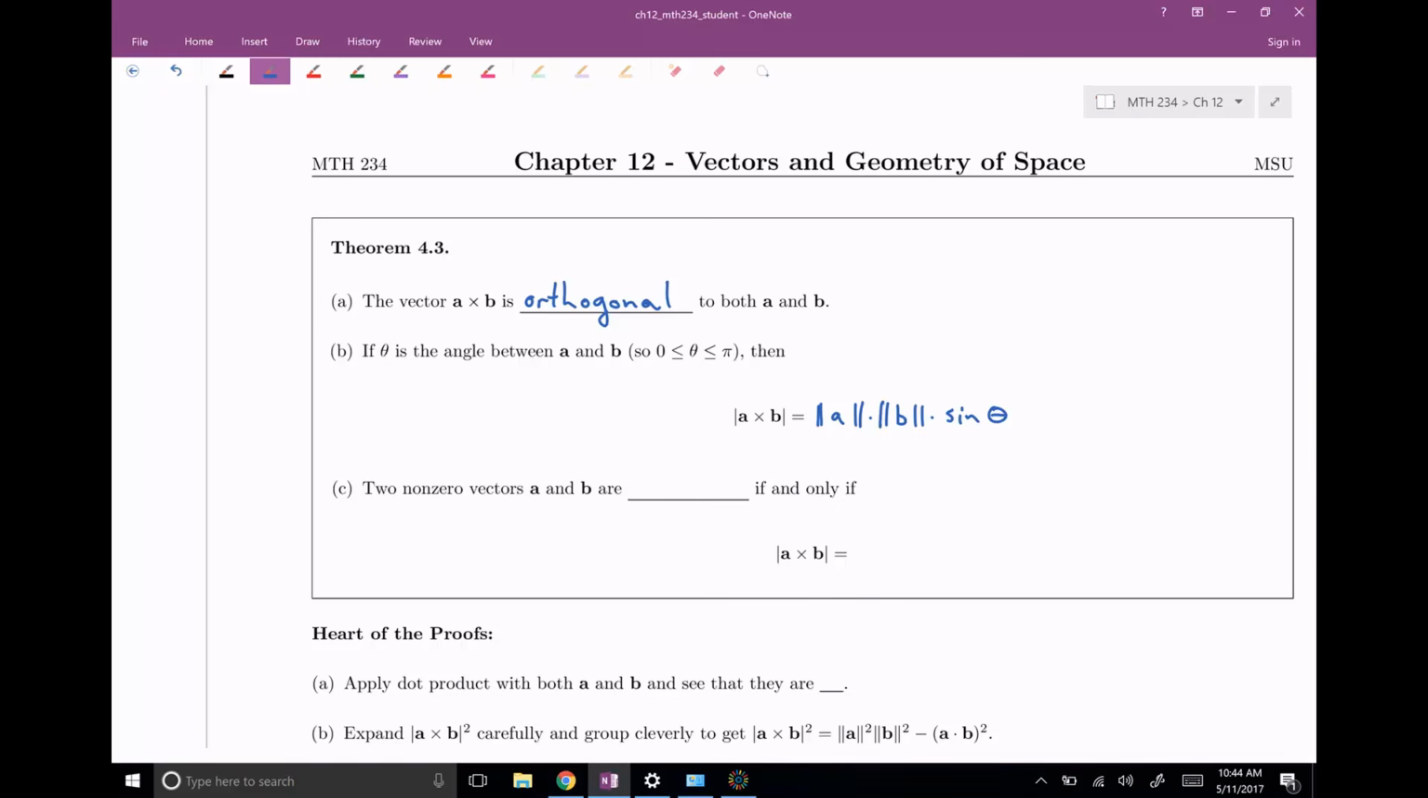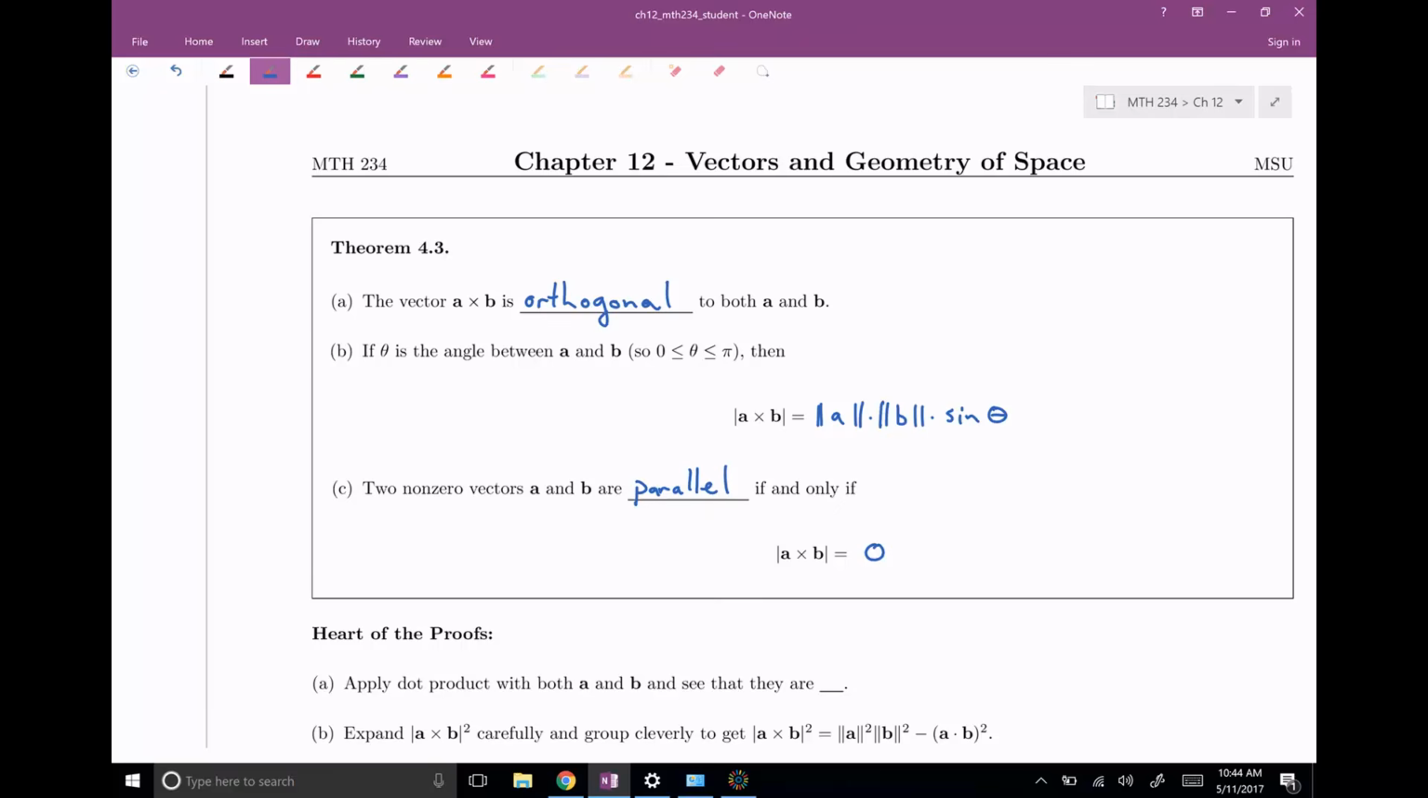Okay, and then lastly, two vectors A and B are parallel if and only if the magnitude of the cross product is equal to 0. So remember, for dot product, if the dot product is equal to 0, then they're perpendicular. If the cross product is equal to 0, or really the magnitude of the cross product is equal to 0, then they are parallel. Okay, so this is a theorem.